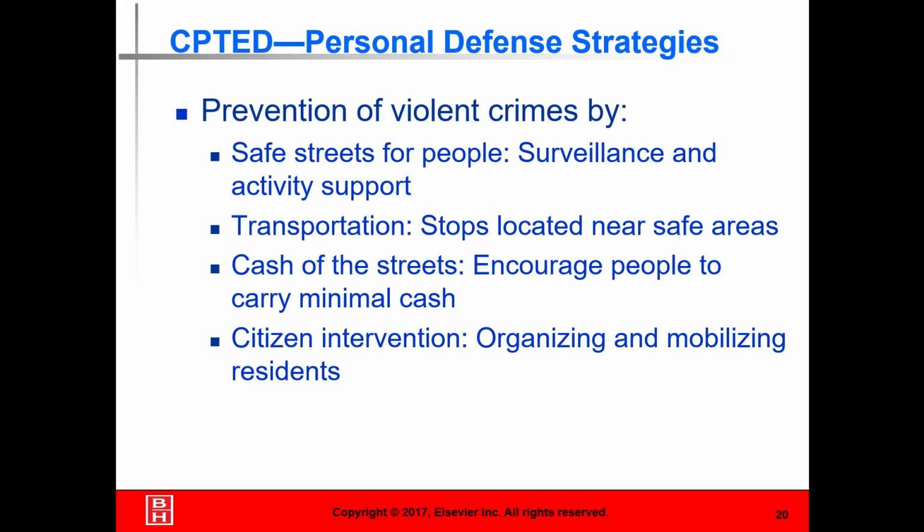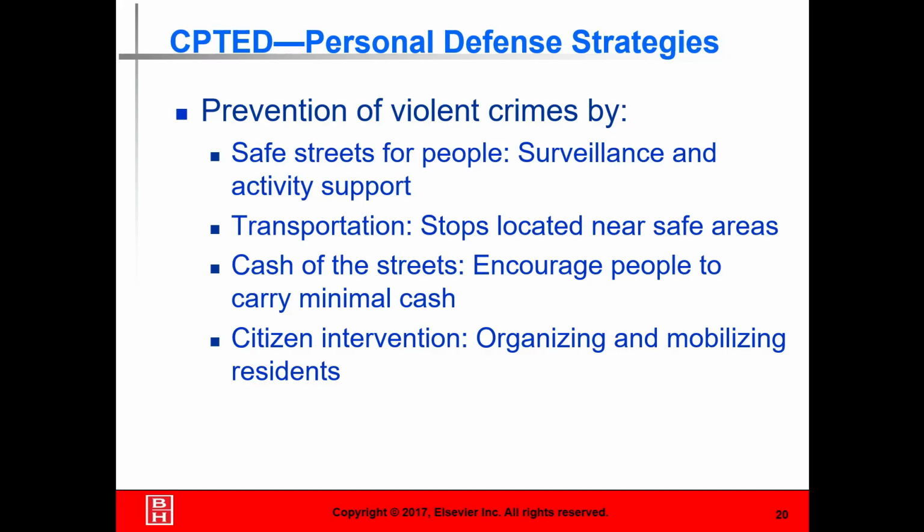Encourage people to carry minimal cash so they don't have things to be stolen. Hide jewelry. Don't flash money or anything around. If you're going into the city, take off your stuff so you don't attract criminals. Citizen intervention, I talked about that. What can you do to get involved?